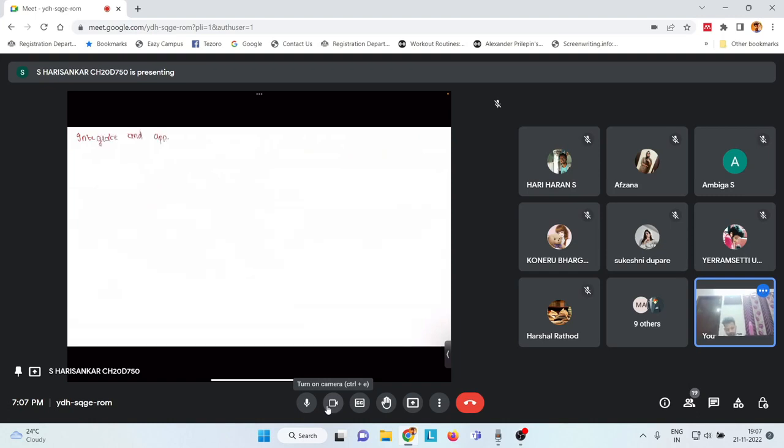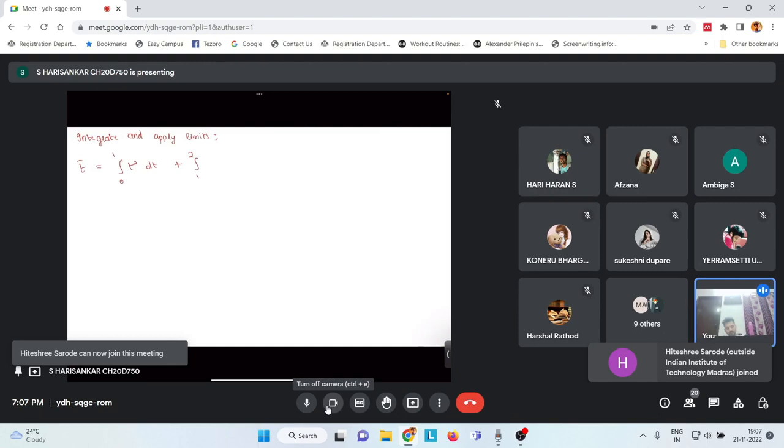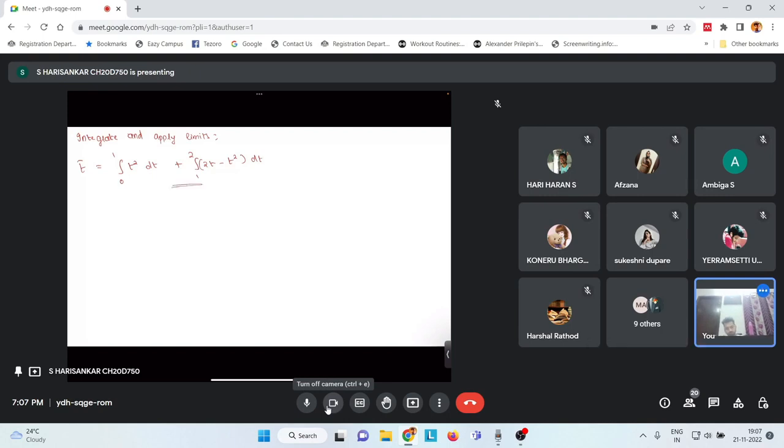So t bar is integral 0 to 1 t square dt plus integral 1 to 2 of 2t minus t square dt. So this will be integral t cube: t cube by 3 from 0 to 1, plus 2t square by 2 minus t cube by 3 from 1 to 2.